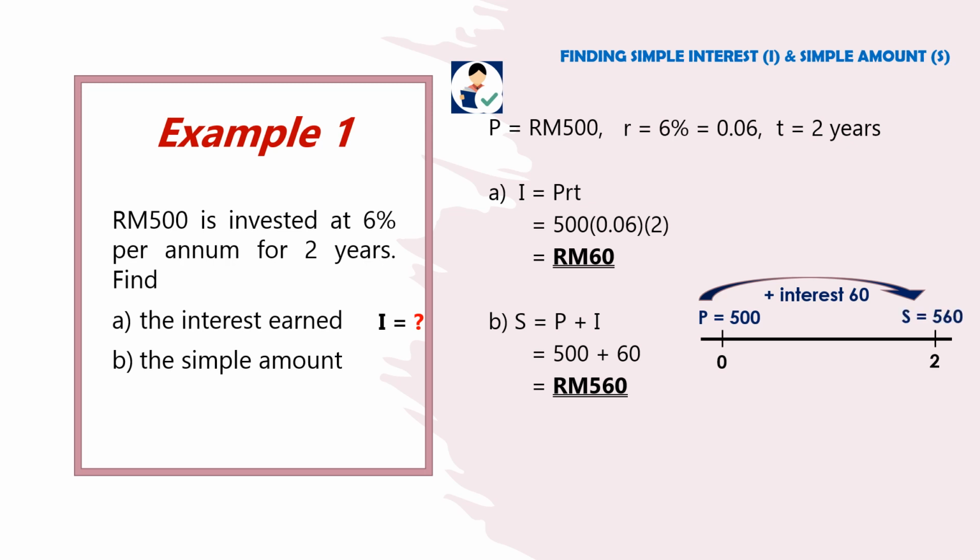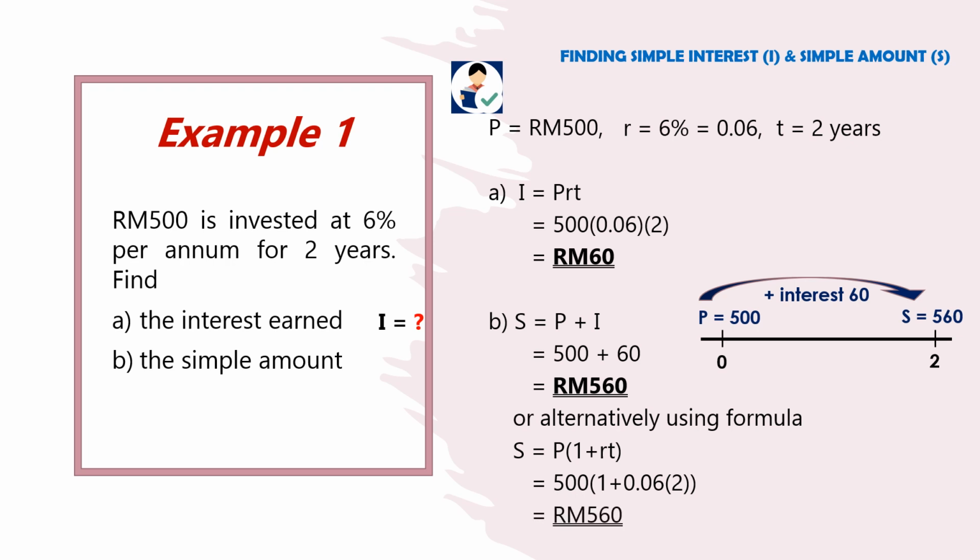Or we can use the formula S is equal to P times 1 plus RT, which is equal to 500 times 1 plus 0.06 times 2, is equal to 560.